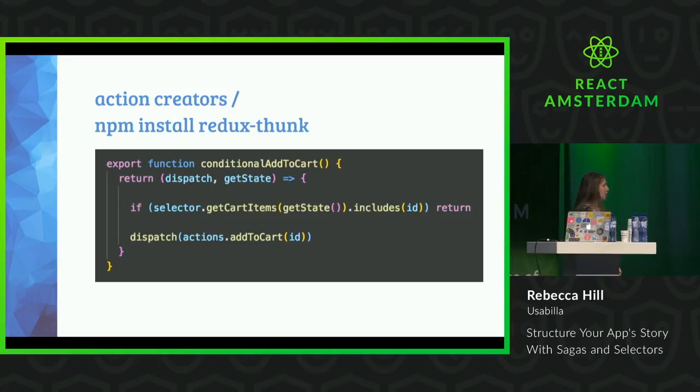Here we have a thunk called conditionalAddToCart. It uses a selector to get a list of the current cart items from the state to check if the new book ID is there. If it is, then we return out of the function. And if not, then we're allowed to add the book. The benefit that thunks have over normal action creators is that A, they have access to the state, so we don't have to pass the whole cart items list through. And B, they allow you to return whatever you want, including undefined, which is what's happening here if the book already exists in the cart.